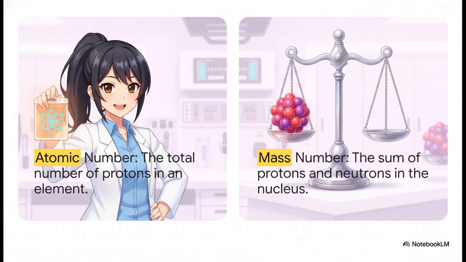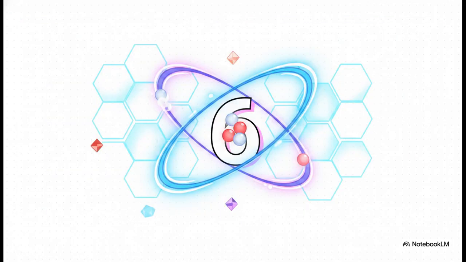This is the combined total of the protons and the neutrons. Remember how we said electrons are just too light to really matter for weight? That's exactly why, to find the mass number, you only account for the heavy particles sitting tightly together in the nucleus. So mass number simply equals protons plus neutrons. Let's look at this in practice with a real example.